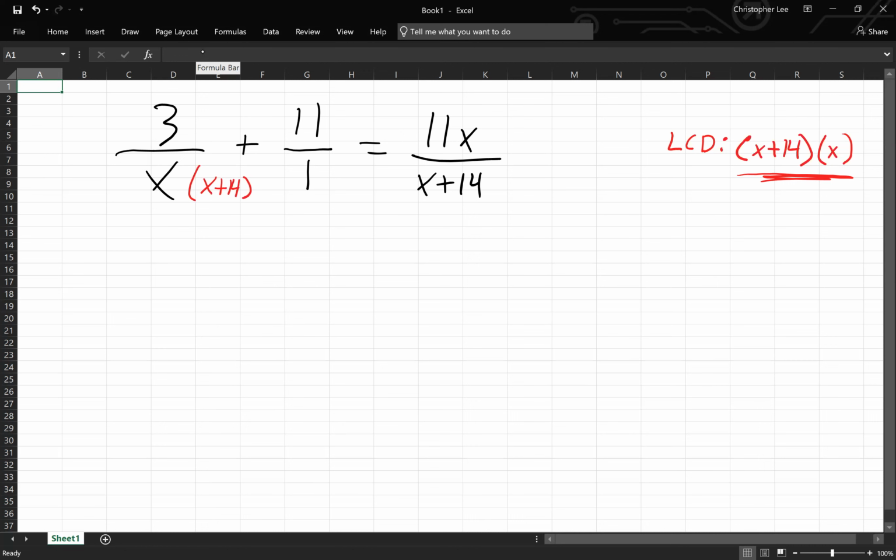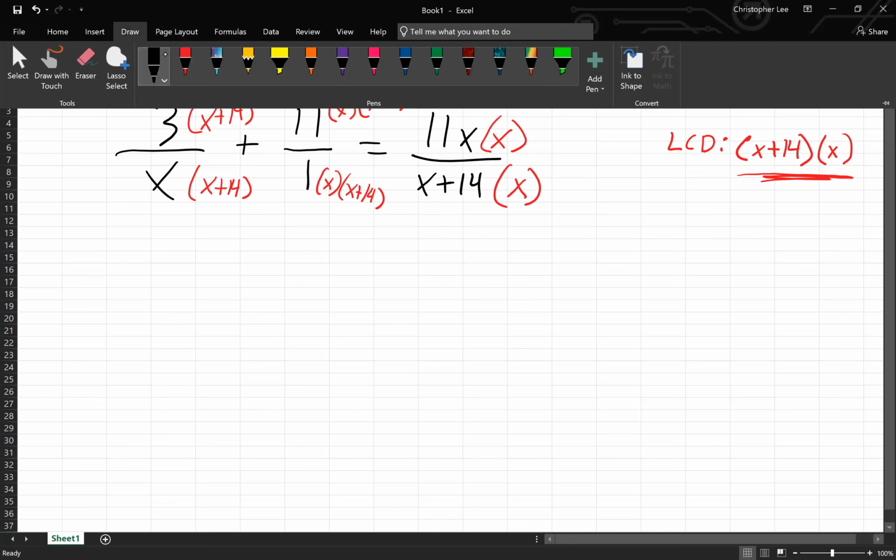But here's the thing, what I do to the bottom, I got to do to the top. This is x plus 14. I have a 1 right here, but I want it to look like the x plus 14 times x. So what am I going to multiply that by? Everything. So that's going to be the x times the x plus 14. What I do to the bottom, I do to the top. Over here, I have an x plus 14. So what am I missing? The x. So I'm gonna multiply this by x, but what I do to the bottom, I gotta do to the top. It's gonna be x squared.